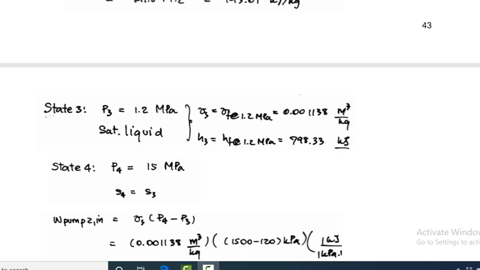Again go to the steam table and you have to find out the specific volume and the enthalpy at point 3, which is 798.33 kJ/kg. Then point 4, you go to point 4. What happens? P4 equals 15 megapascal, and this means that it is the isentropic process. That is, the entropy is the same, 0.334.